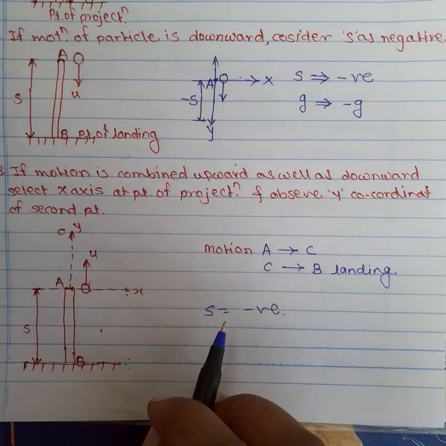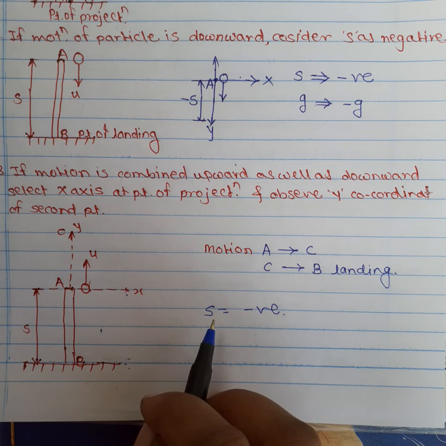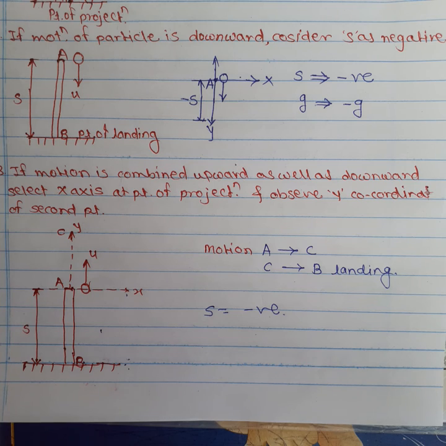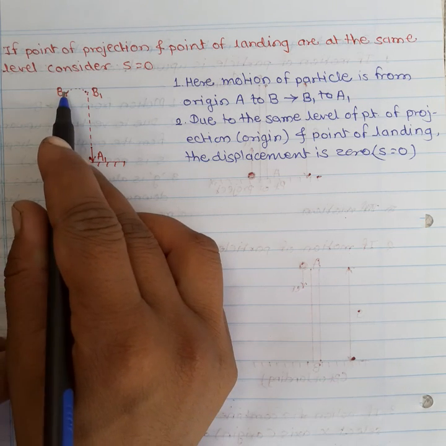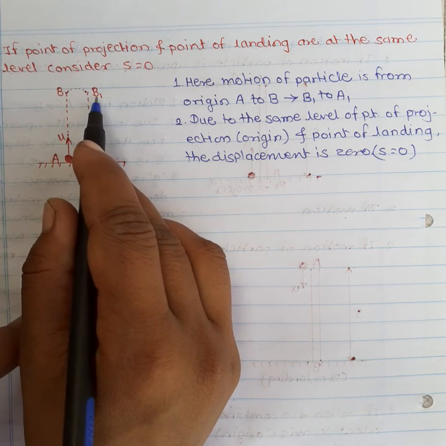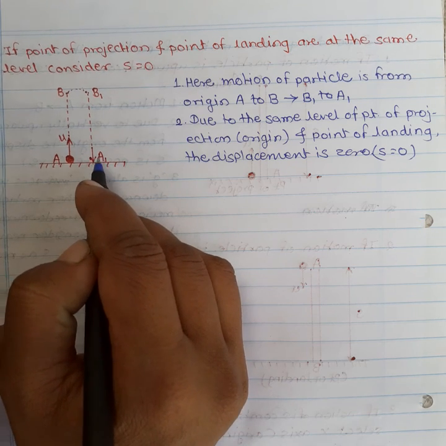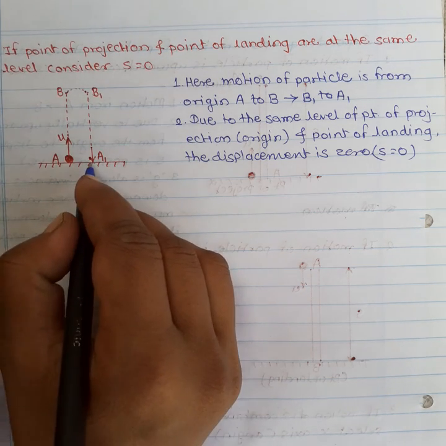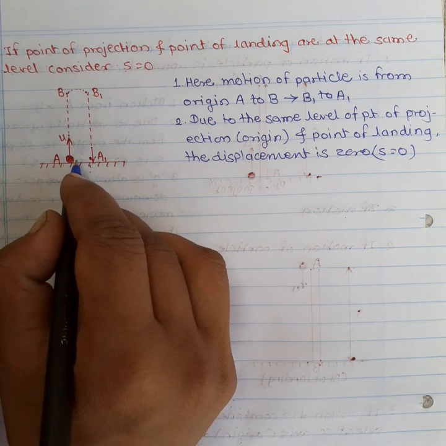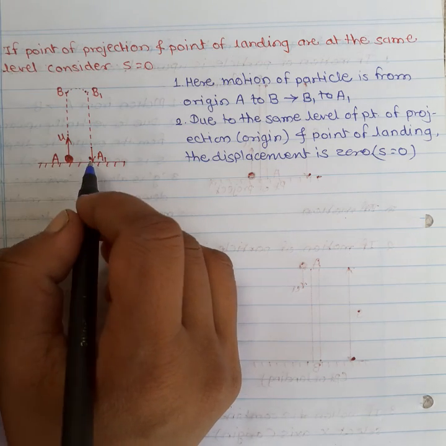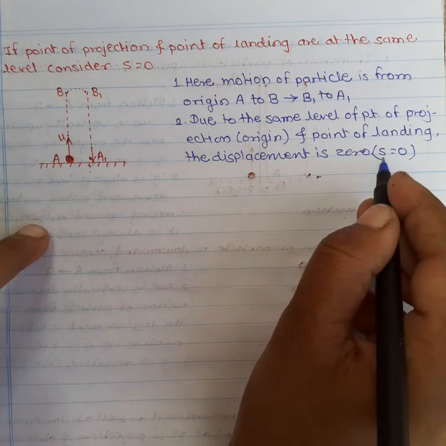Now the fourth condition: if the point of projection and point of landing are at the same level, then consider s equal to 0, or displacement equal to 0. Here the motion of that particle or stone is from A to the highest point B, and then again from B1 to A1. A1 is nothing but the point of landing. Due to the same level of the point of projection and point of landing, the displacement is 0, that is S is equal to 0.